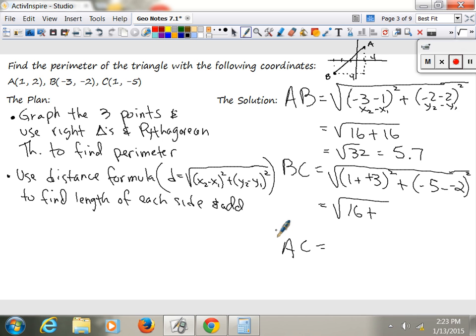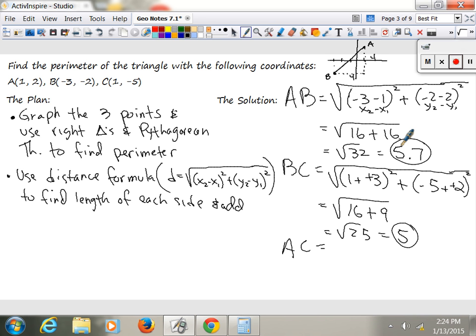-5 minus -2. Make those pluses. -5 plus +2. -3 squared. +9. And that's going to give you the square root of 25, which is 5. So there's my second length. So far I've got two lengths. Okay, so there's our two lengths.